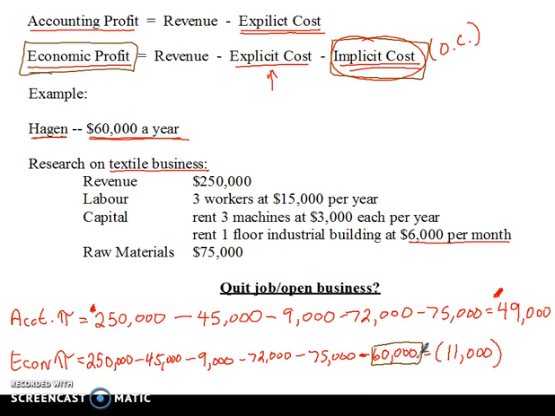Okay, so the accounting profit here, it tells me that I'm making an accounting profit, but the economic profit tells me that while I'm making an accounting profit, I am not beating my next best opportunity. I'm not beating my next best opportunity, and that's what economic profit makes us focus on.